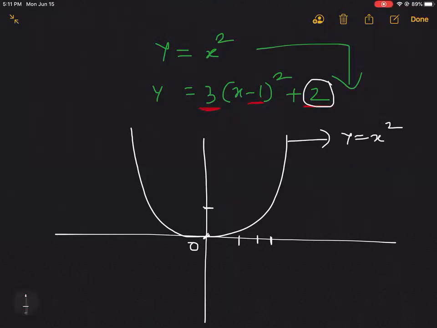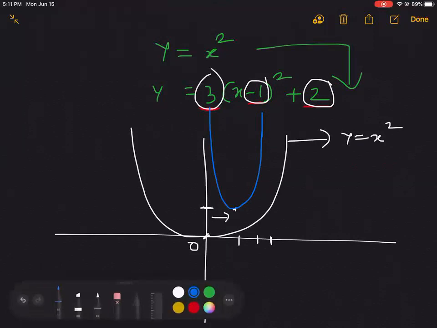It will move to our right by 1 unit as well. So instead of 0, 0, it will start from here, because I am moving to my right by 1 unit. And of course, it will get taller or stretched by 3 units. So what this graph will finally look like, it will start from here. It will be stretched, so it will be taller. Something like this, okay? I'm very bad at drawing, sorry. So this is what your graph will look like.